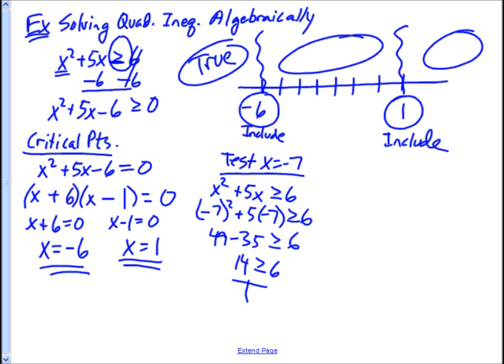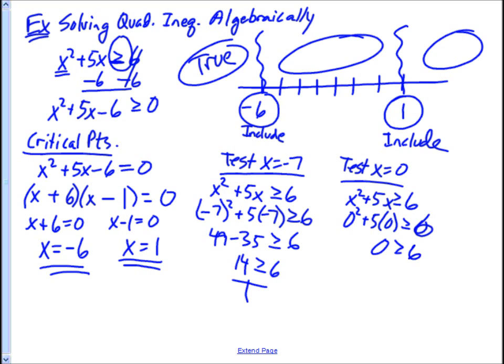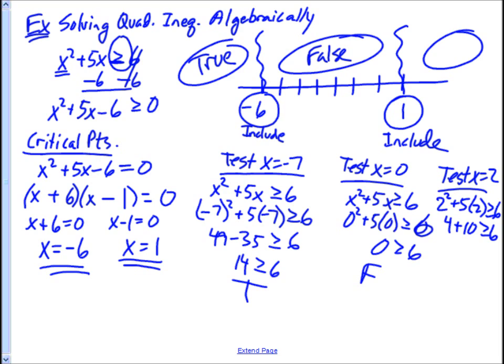Okay. And then you can test something over here like x equals 0, we'll say. Is that true? 0 greater than or equal to 6. False. And test something to the right like 2. Okay, you plug that in. 2 squared plus 5 times 2 is 4 plus 10 greater than or equal to 6. Sure, 14 is greater than or equal to 6. True. All right? So true, false, true.